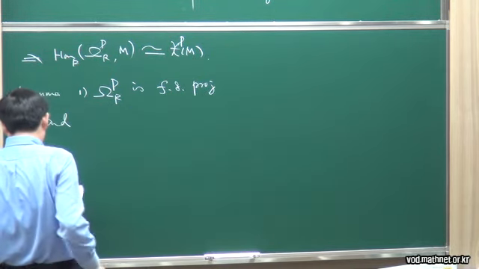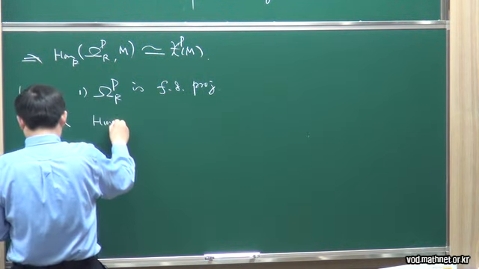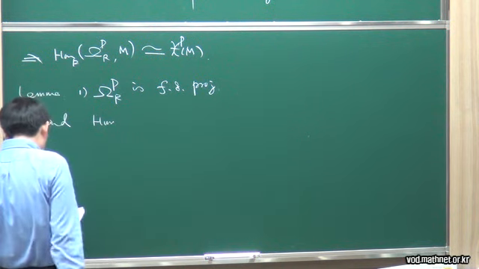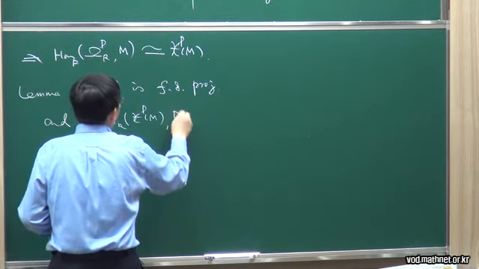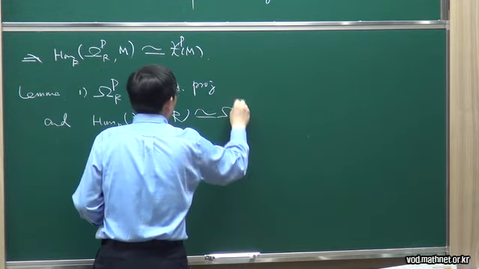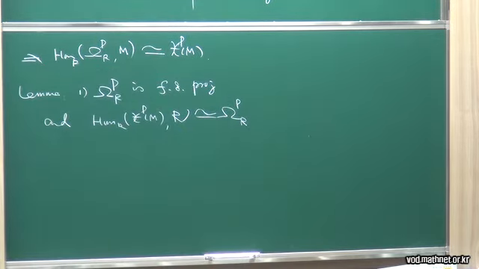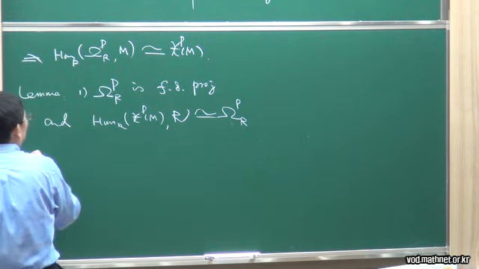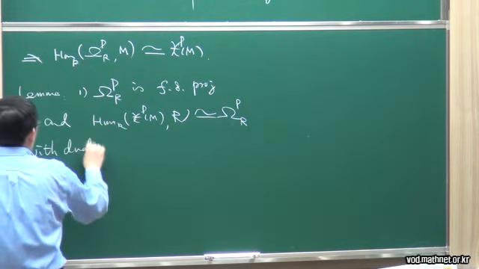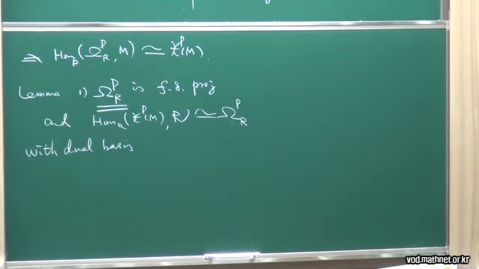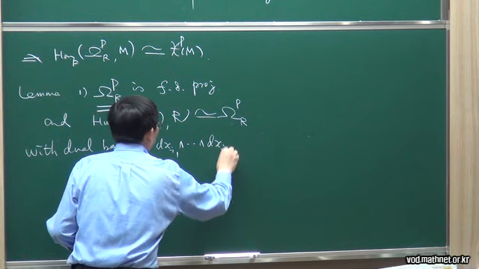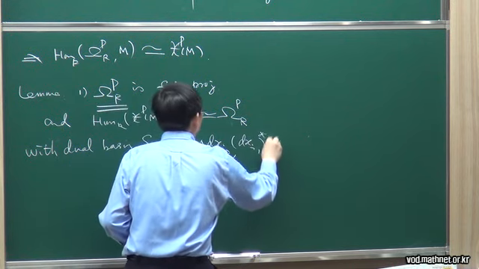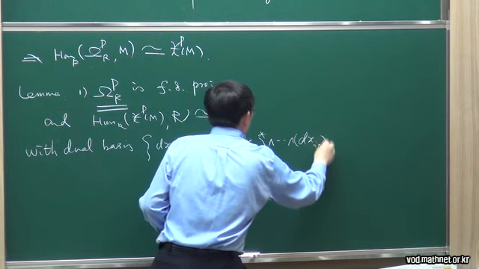We take the dual again. That's the double dual of omega PR. The double dual is isomorphic to this one. And we can find a dual basis. The dual basis here is something like this one, dxi1, dxip, and dxi1 star, dxip star.